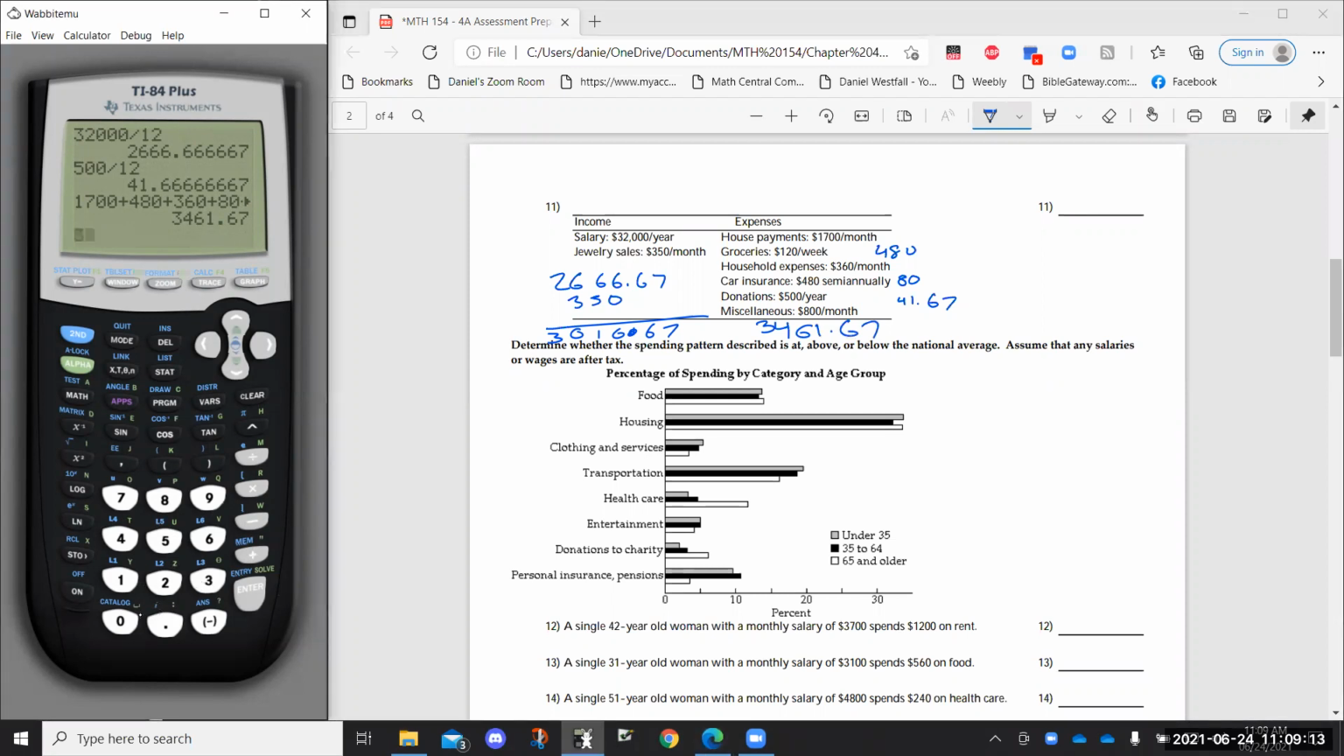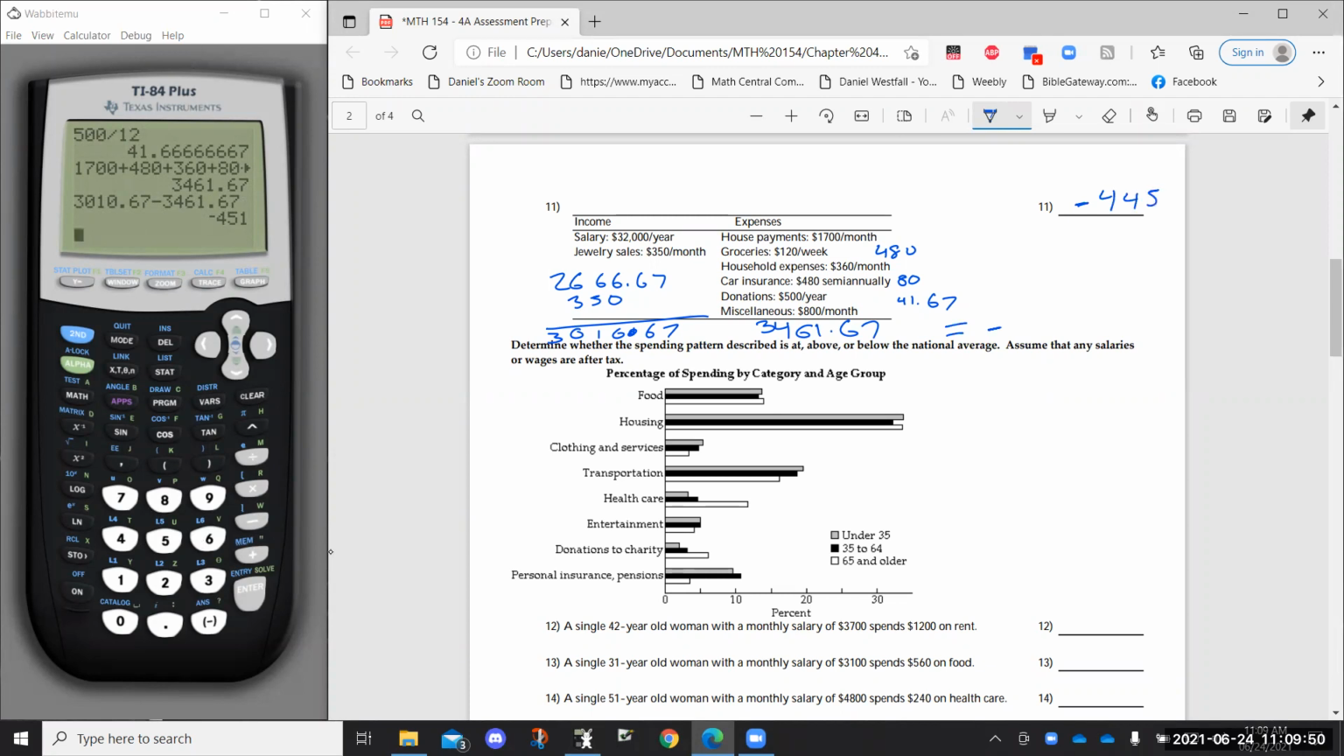So we're going to take 3010.67 minus 3461.67, and we get a cash flow of negative, should be negative 445. Let me check my work here.